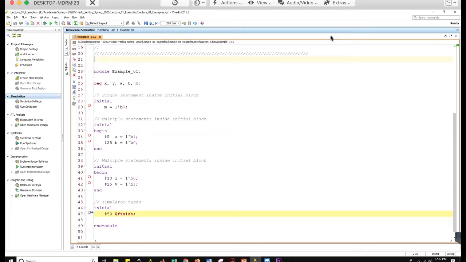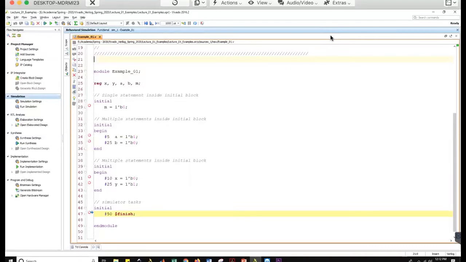In the last video, we discussed the initial statement, its theoretical concept, when to use it and how to use it, and we also discussed one example. In this part of the video, we will use the same example, simulate it, look at the output and discuss the output. So this is the same example.